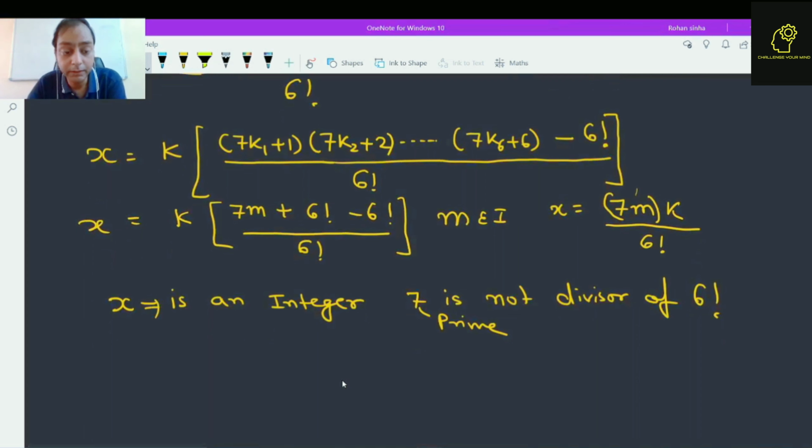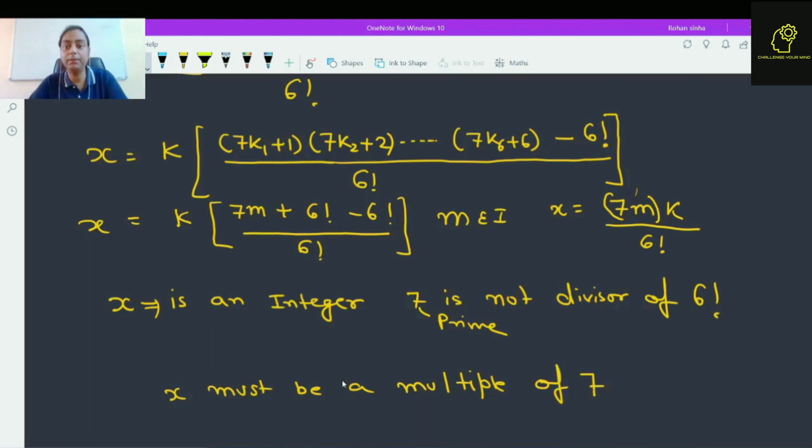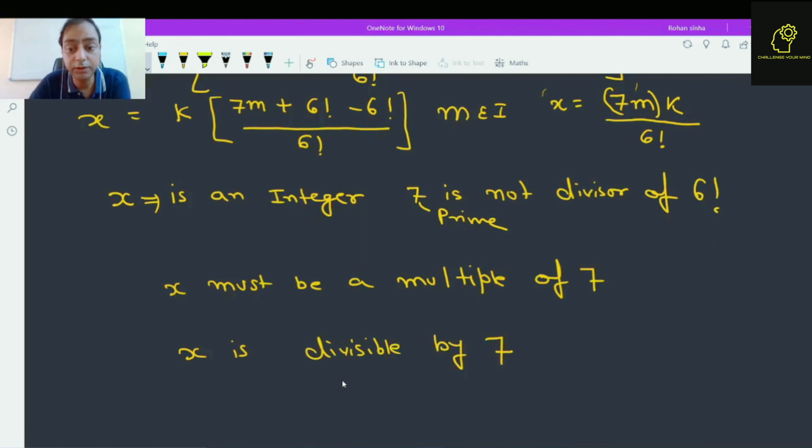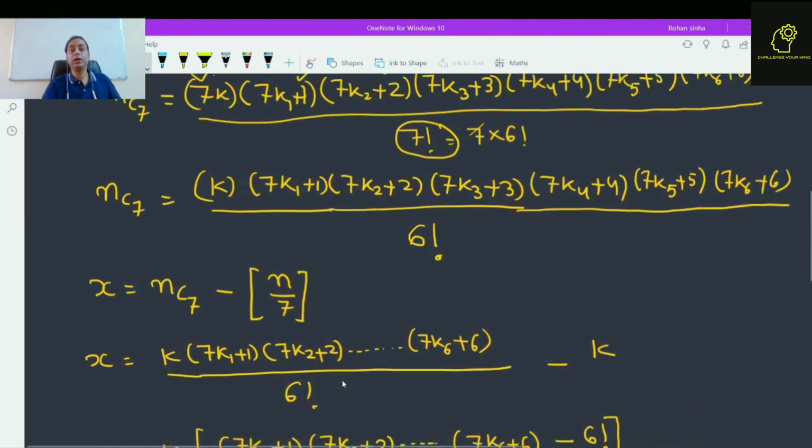x is an integer. What does it mean? x must be a multiple of 7. Why must x be a multiple of 7? Because x is an integer and 6 factorial is not a multiple of 7. So x must be a multiple of 7. So what can we conclude? x is divisible by 7. So this was the approach to solve that question.